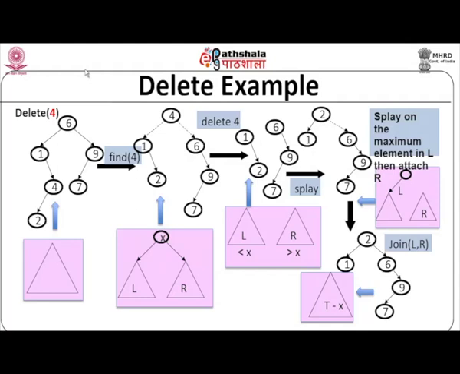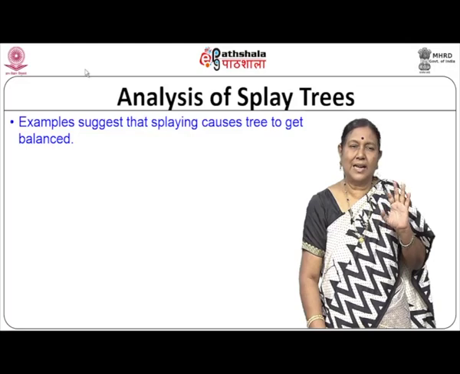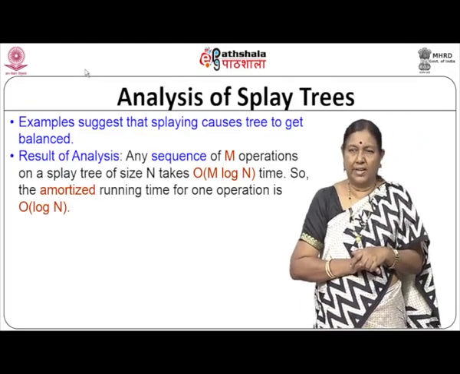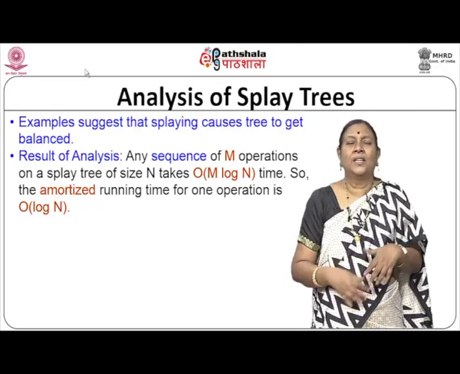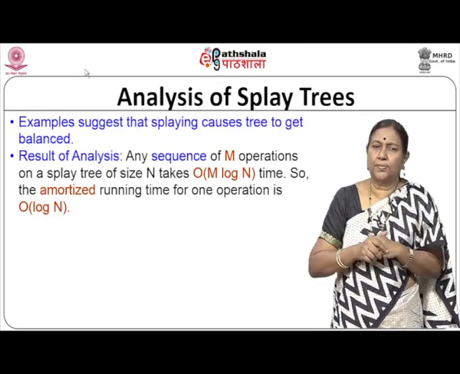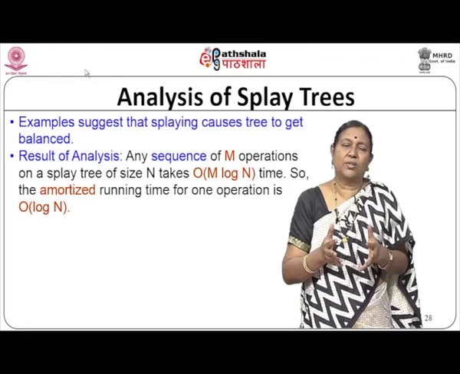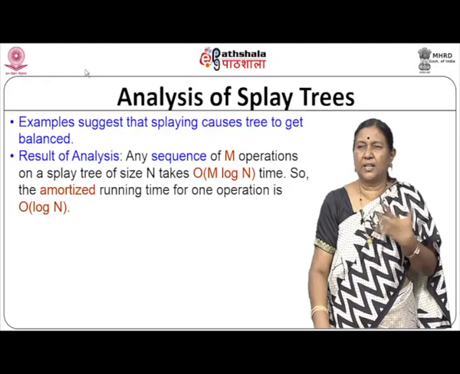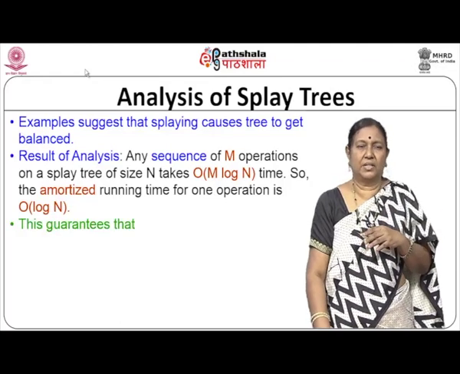In a binary search tree, any node can be inserted. What we are trying to do is rearrange the tree such that this node becomes the root, during either insertion or deletion. So, what is the analysis? It suggests that splaying causes the tree to get balanced in a way, but balancing was not our idea. Any sequence of m operations on a splay tree of size n will take O(m log n) time. So, the amortized running time is of the order of log n during a series of operations.